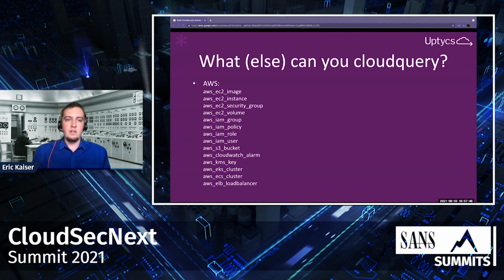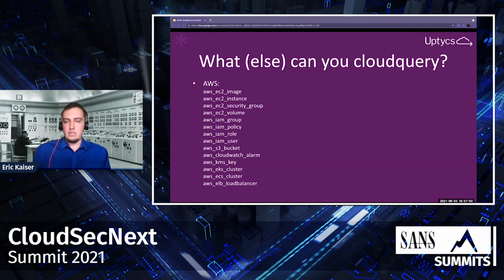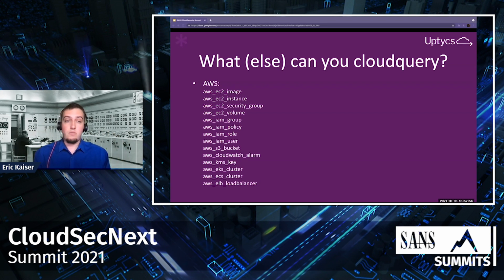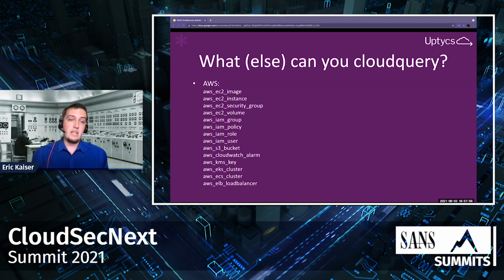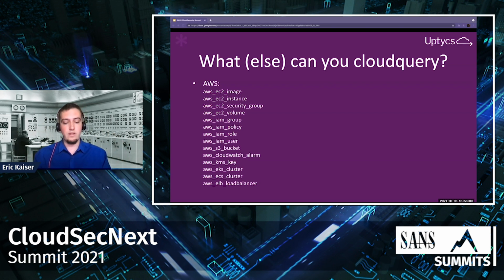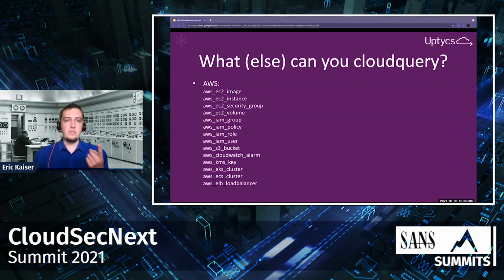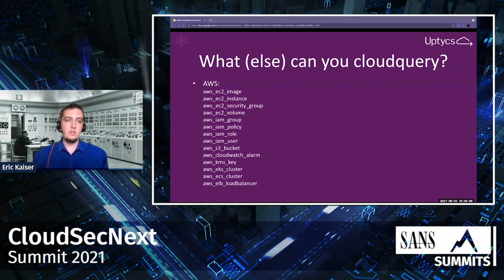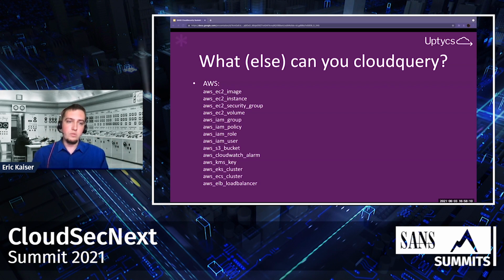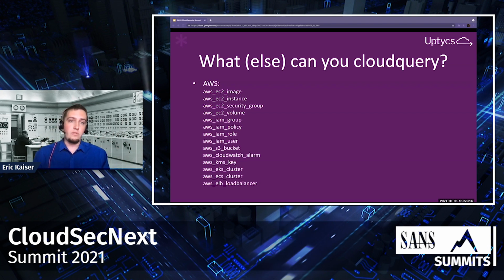Okay. So let's talk about what you can CloudQuery. So you can CloudQuery AWS. This is maybe a third or a quarter of the AWS tables that are in CloudQuery right now, and we are adding more all the time. EC2 image, EC2 instance, EC2 security group, lots of questions about IAM groups and roles. That's, again, these are representative, but by no means all of them.